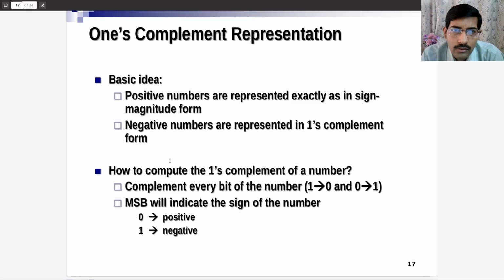Another possibility is we represent the numbers using ones complement. By ones complement, I mean positive numbers are exactly represented as in sign magnitude form. So the front bit is 0, and the rest of the bits are the magnitude of the number. Now negative numbers are represented in ones complement. Ones complement means that, let's say I want to represent minus 4, I first represent 4, then I just complement every bit.